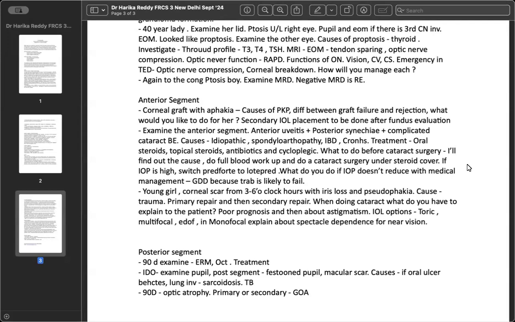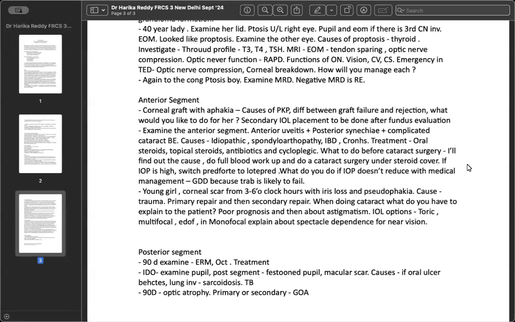They asked me what are the causes. So, because it's bilateral, I told them it could be idiopathic, spondyloarthropathy, inflammatory bowel disease, and Crohn's. They asked me the treatment. So basically, what I told them was I would like to find out the cause first and then proceed accordingly. But ophthalmic treatment was topical steroids, antibiotics, and cycloplegics. And based on the cause, you give oral steroids and whatever immunomodulatory treatment which is required for the cause.